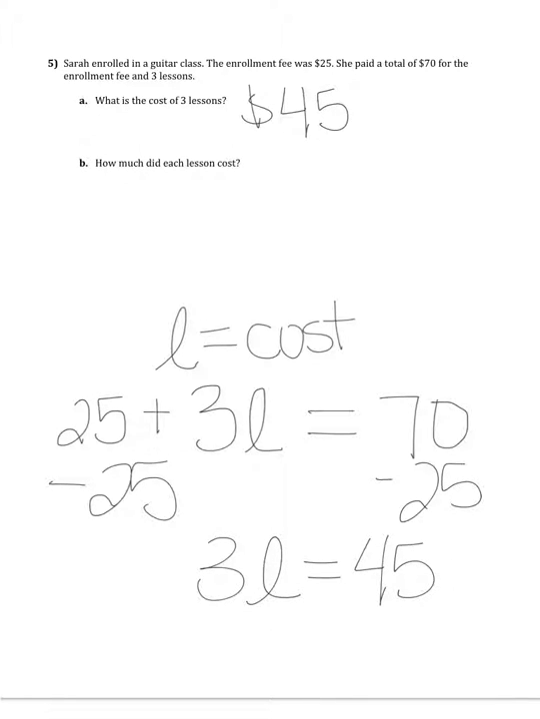And then problem B says, how much did each lesson cost? Well, if all 3 lessons combined cost her $45 and she did 3 lessons, I'm just going to take 45 divided by 3 to find the cost of each lesson. So 45 divided by 3 is $15 per lesson.